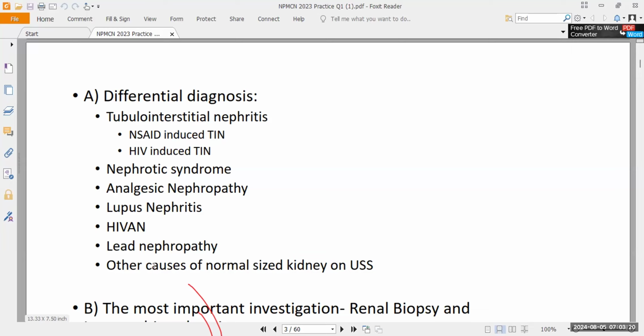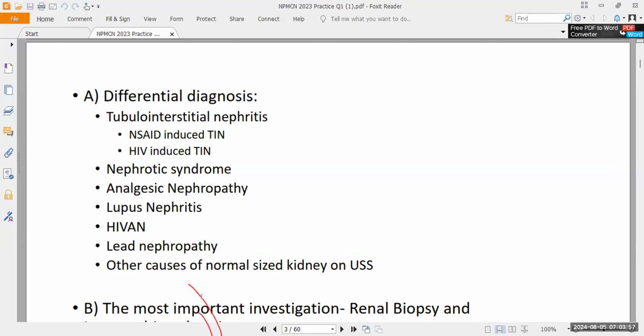So lupus nephritis is also a differential because she's a female of childbearing age with features of renal impairment and chronic joint pain. Then HIV-associated nephropathy will also be a differential. Other differentials, other causes of tubulointerstitial nephritis and other causes of renal impairment with normal sized kidney will be mentioned here, such as sickle cell nephropathy, and so on.